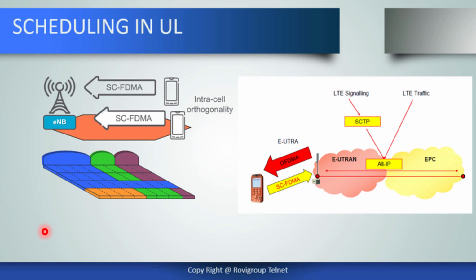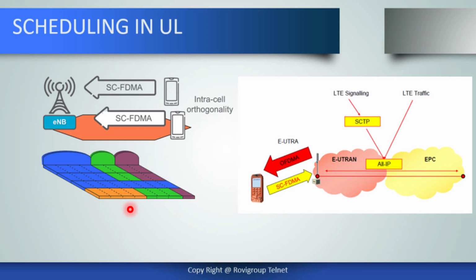Scheduling in uplink is done by SC-FDMA. In SC-FDMA, you can see that frequency and time resources are allocated to a single user, and they are close to each other, not distributed throughout the whole bandwidth. The benefit of this is a low peak-to-average power ratio.